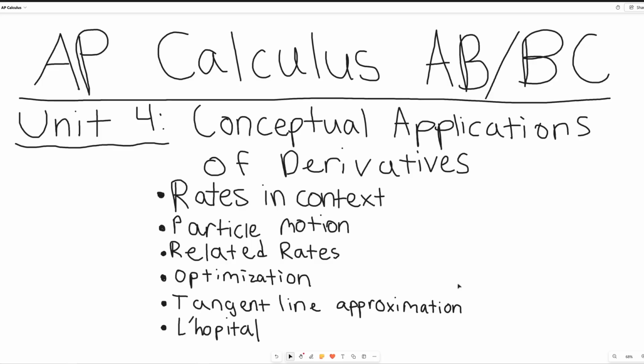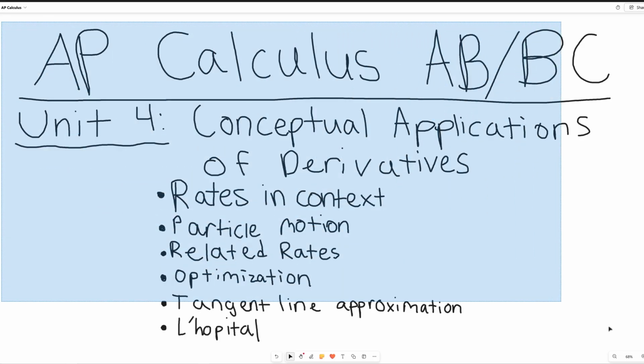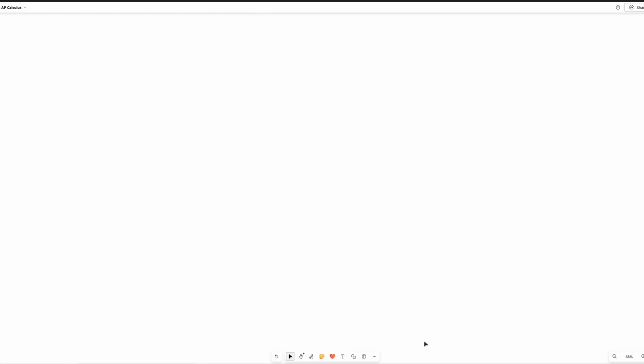In this unit, we go over rates in context, particle motion, related rates and optimization, tangent line approximation, and L'Hopital's rule. So, let's get into it. So, rates. What are rates?